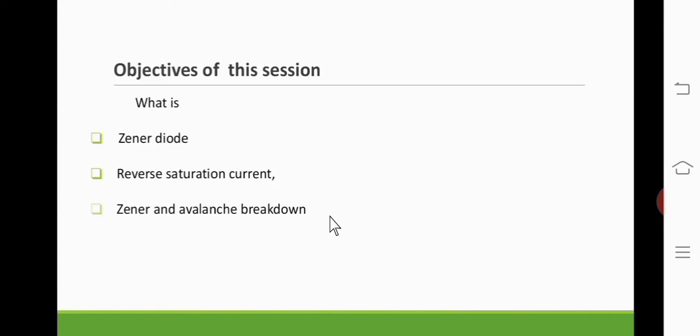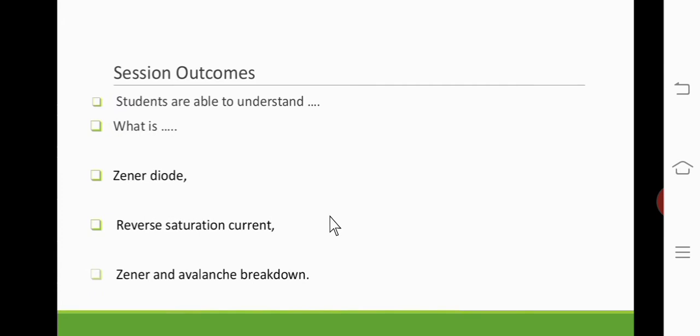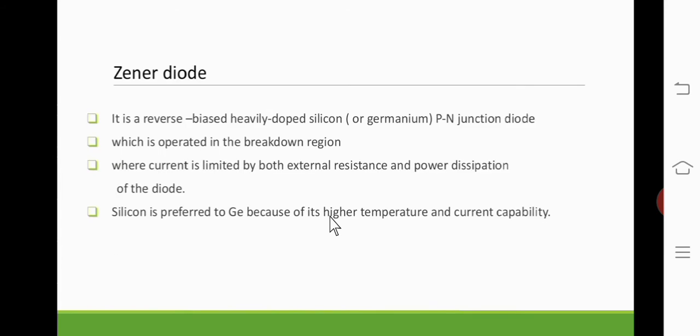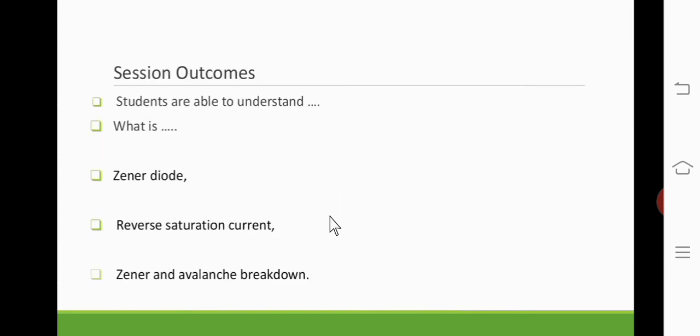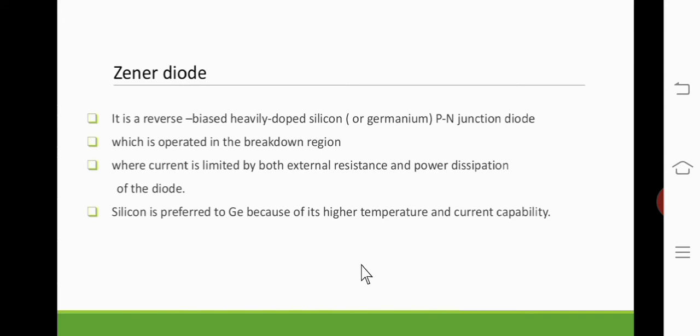Today's session objective is zener diode, reverse saturation current, zener and avalanche breakdown. After completing this video, you are able to understand what is zener diode, reverse saturation current and zener and avalanche breakdown. Okay, let us begin today's session with the zener diode.